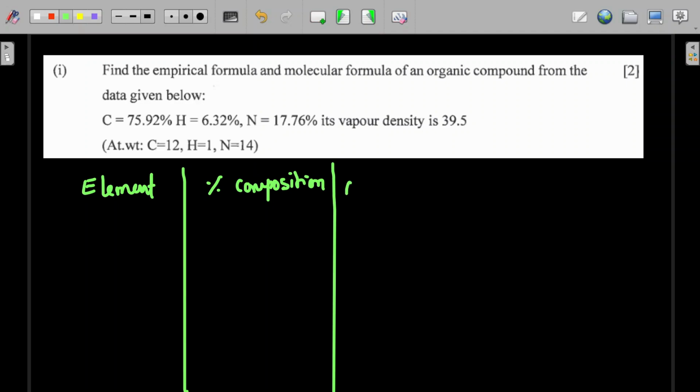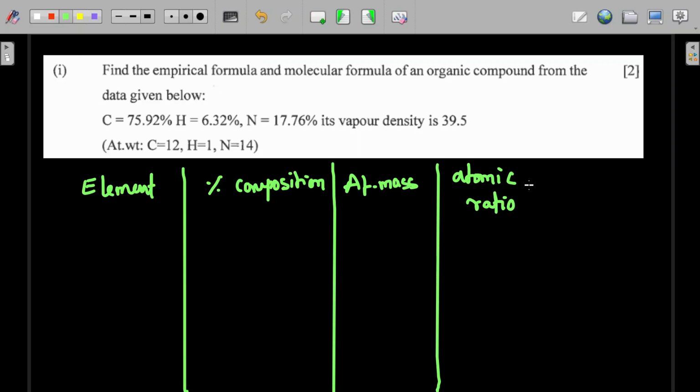Third column will be given atomic mass. First three columns will be given always the values. Only two things you have to find: atomic ratio and simplest ratio. These two things only you have to find. But the thing is, you will not be having any calculator. So that is the thing.